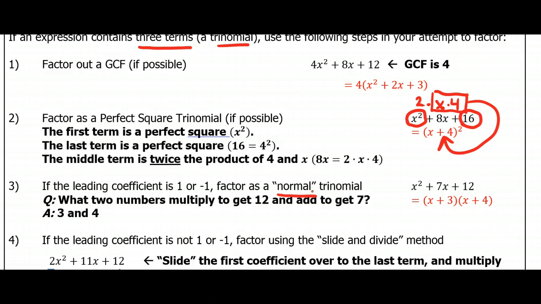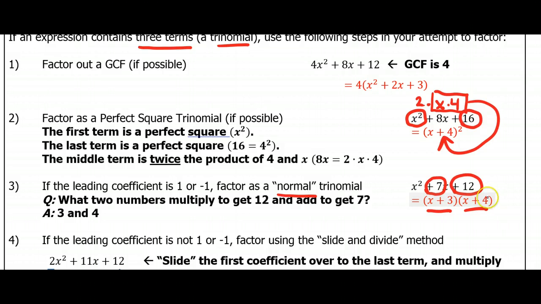So this is where, and hopefully this will come back to you from last year, if your leading coefficient is a 1 or a negative 1, you take a look at your constant term, your very end term, and you think what are factors of, in this case 12, that combine to get your middle coefficient, which is 7. And so we know 4 times 3 is 12. If you add 4 and 3 together, you get 7, and so that means you can factor x squared plus 7x plus 12 into x plus 3 times the quantity x plus 4.